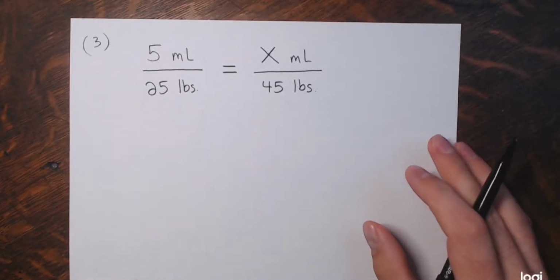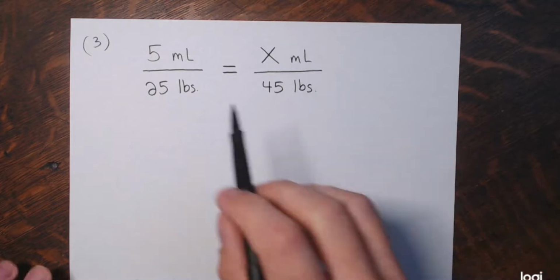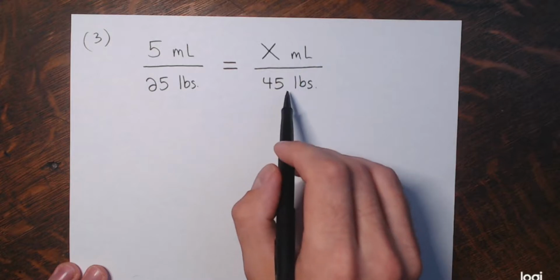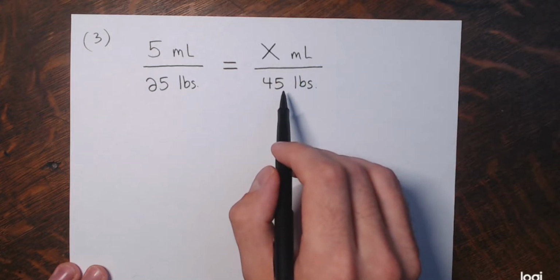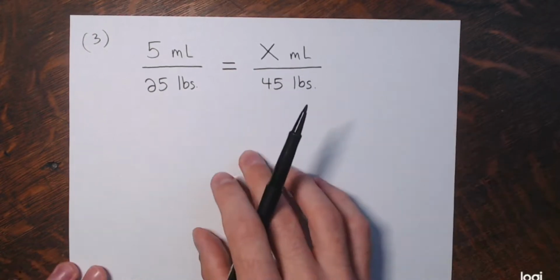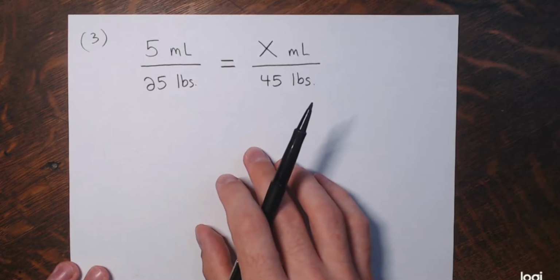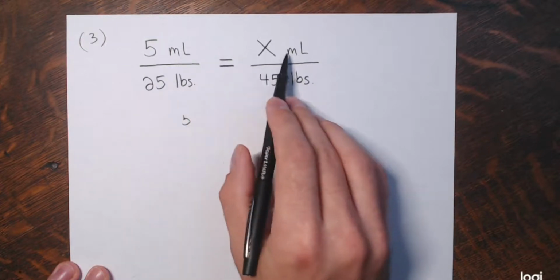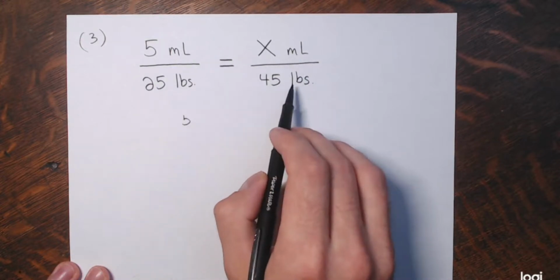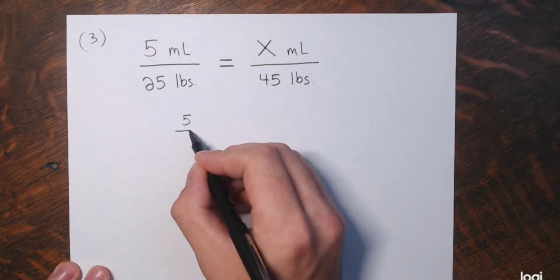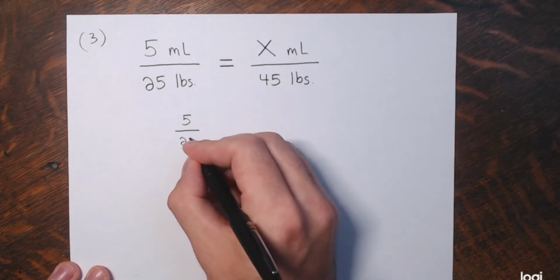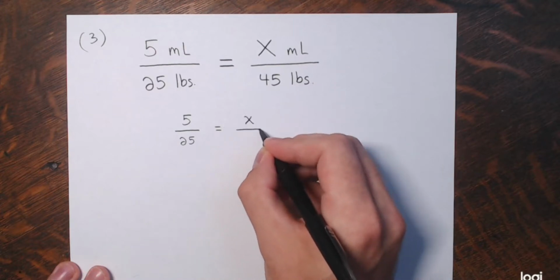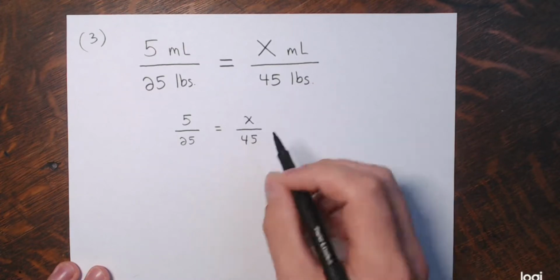So here's my proportion. You have the ratio of prescription to weight for every child, and then here's the ratio for Jocelyn. They should be the same, because Jocelyn is also a child. Now my numerator units are the same, my denominator units are the same, so I'm going to ignore those for now. I've set up a proper proportion. I have 5/25 on the left equals X over 45 on the right, and I'm solving for X.